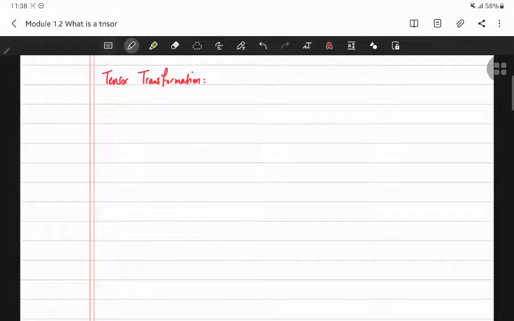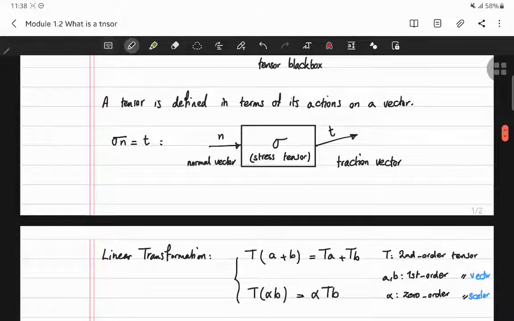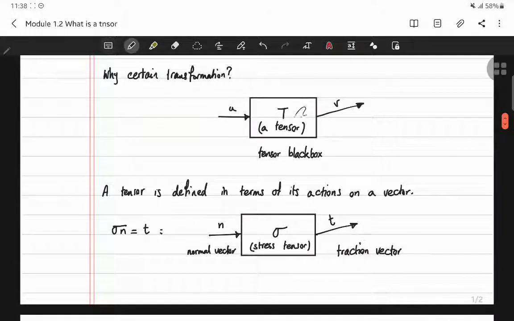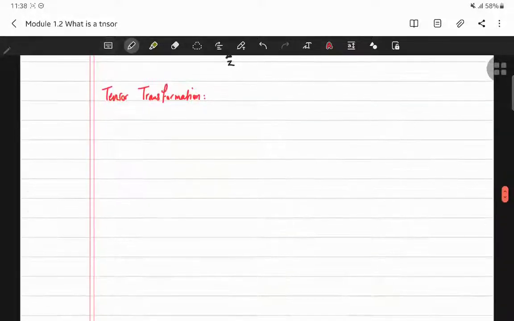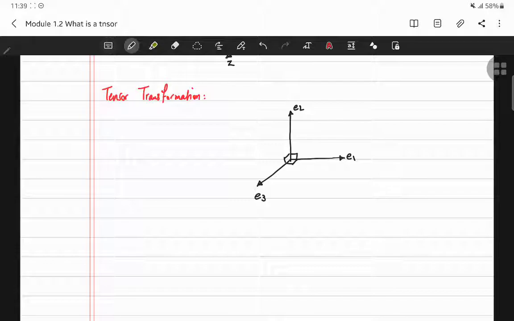All right, so we already talked about this. If you have, for example, a vector here, and you want to transform it to another vector, you use a tensor. And this is called the tensor transformation. So if you have, for example, E1, E2, and E3, and here I emphasize that we are talking about a mutually perpendicular coordinate system. If they are not mutually perpendicular, it is a bit different.